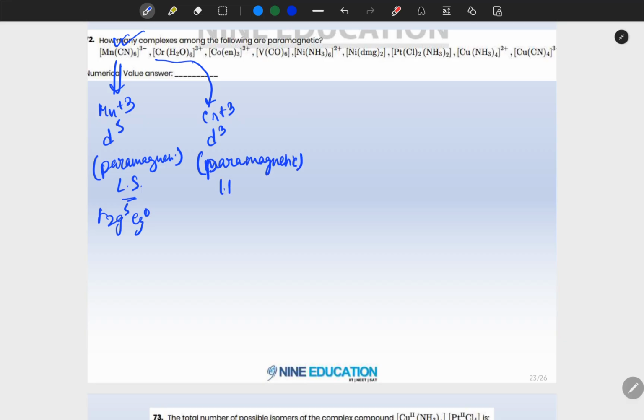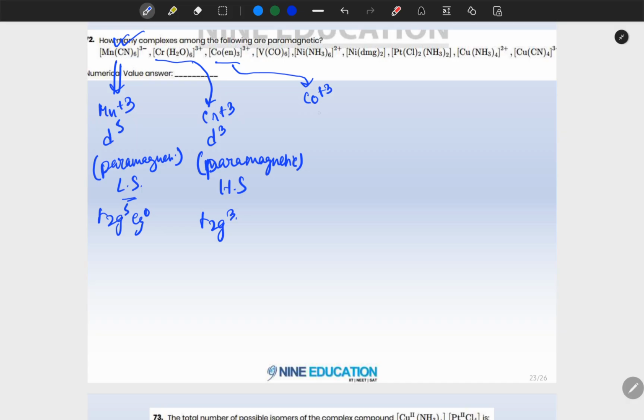This is actually a high spin complex. Electronic configuration is t2g3, eg0. Next complex is Co(en)3. What is the electronic configuration? What is the oxidation state of cobalt over here? Oxidation state of cobalt is +3 because ethylenediamine is a neutral ligand.